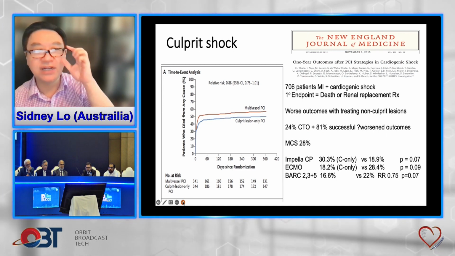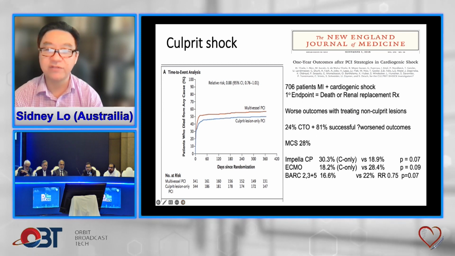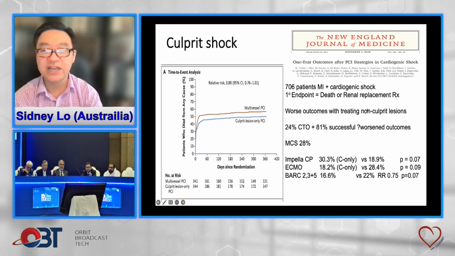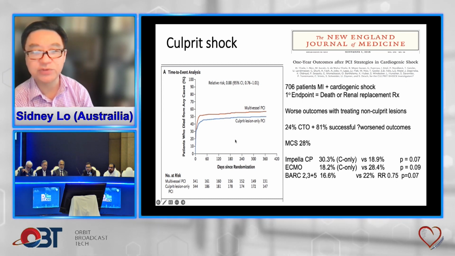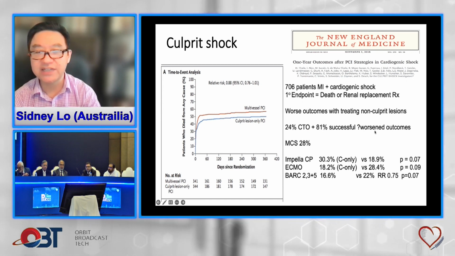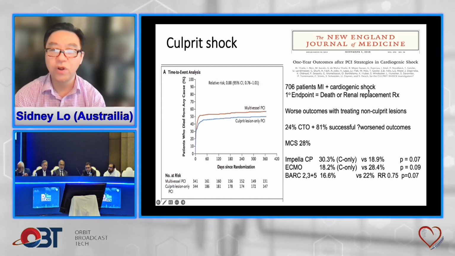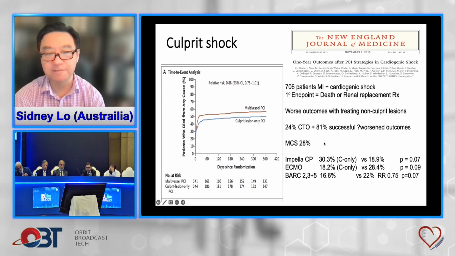The only outlier is really culprit shock with multivessel disease, and you see the primary endpoint of death and renal replacement therapy is increased if you did a non-culprit. However, in this study, CTOs were actually included. They were attempted, and 81% were successful. The question is, did this lead to more renal replacement therapy because of CTO PCI in a non-culprit lesion?